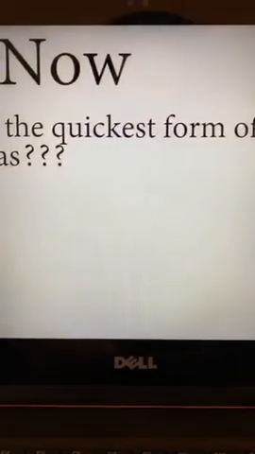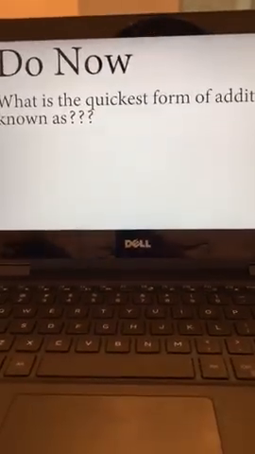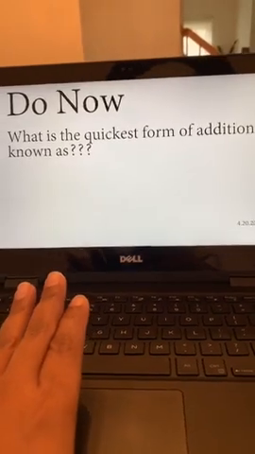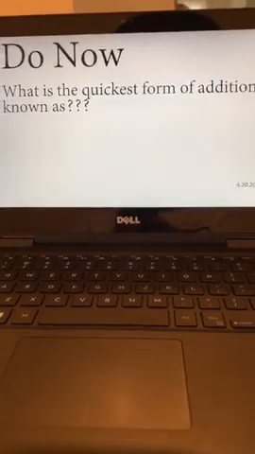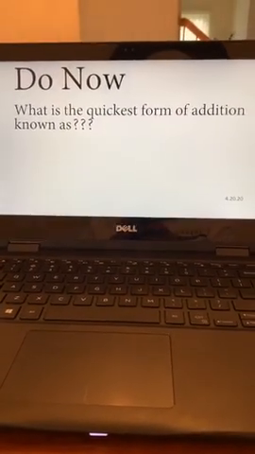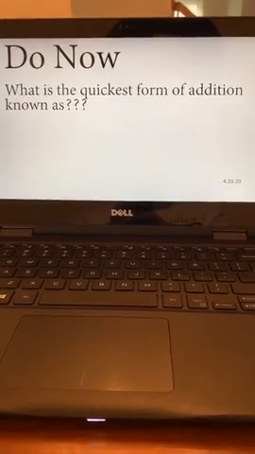Okay. I'm gonna flip it so that you all can see. So do now says, what is the quickest form of addition known as? Oh, let me back up. Hold up. All right, here we go.